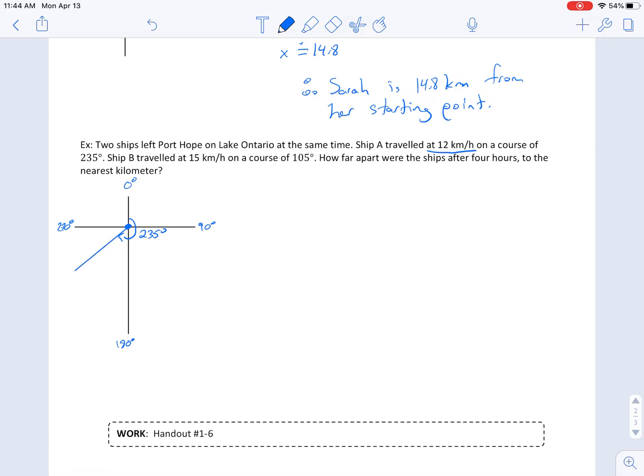Let's say the origin is the starting point. That ship is going that direction roughly. What we can do is call the ship A distance, because we need to know how far it's traveled. We need to take the speed times time. So distance equals speed times time. Our speed here is 12 kilometers an hour, and it's going for 4 hours. So multiply by 4, and we get 48 kilometers. I'm going to label that 48.